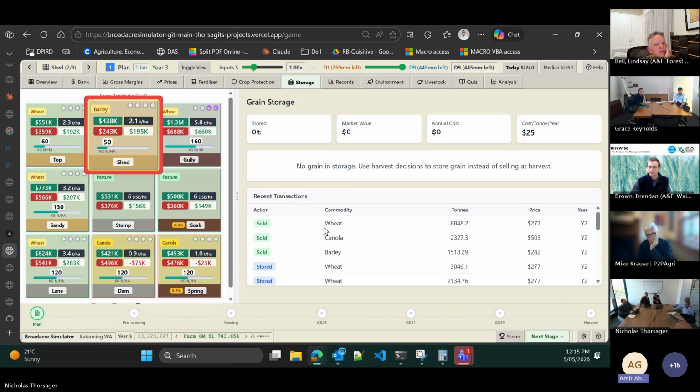Have we done forward contracting? Yes, sir. And also, to manage the price risk of commodities, you can forward contract the grain. So that's another option that we offer the player.